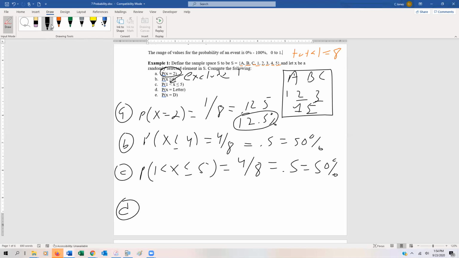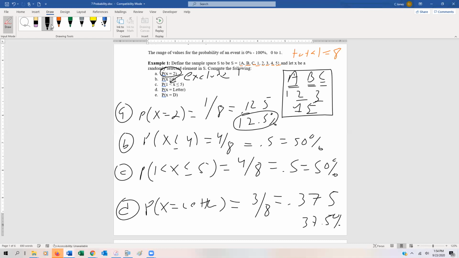And then what's the probability that x is going to be a letter? Well, that's pretty easy. We just go in here. We see that there are 1, 2, 3 observations or 3 items that are letters. So that's 3 out of 8. In our calculator, we can stick that in. We get 0.375 or 37.5%.